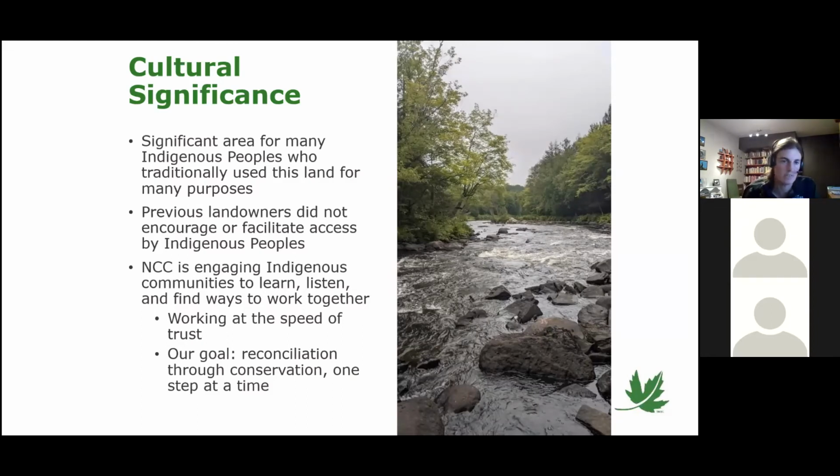We're hugely excited about this area because it has been an area of really great importance culturally for Indigenous people for a very, very long time, of course. Unfortunately, the previous landowners, previous to the gentleman that we're working with today, didn't tend to facilitate very much access for Indigenous people. So we're super excited looking forward to better engage with Indigenous communities in this area and beyond, to work out some neat, innovative ways to work together to better facilitate access for traditional cultural practices on these properties. Of course, working at the speed of trust, and really excited to see if we can contribute in our own small way to some degree of reconciliation via conservation, one step at a time as best we can.